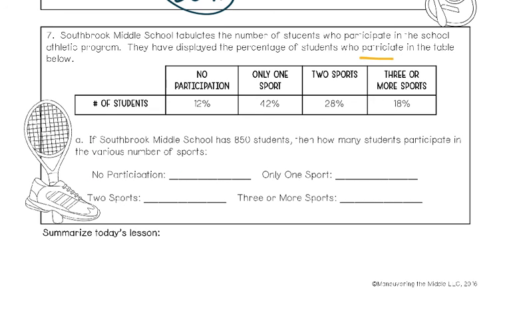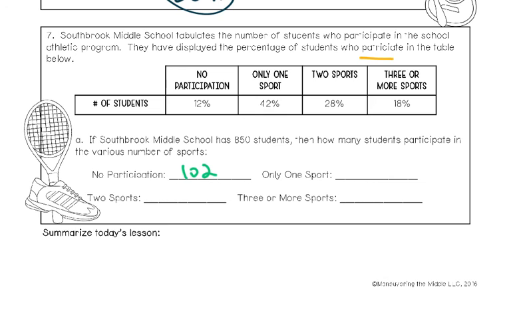So the way that I would do this is to take 12% of the 850 to find out how many don't participate. 12% of 850 means 12% times 850. It would be 102 students. Do the same thing for each one of these. Take the percent times the total to figure out the number of kids who do only one sport, two sports, or three or more sports.